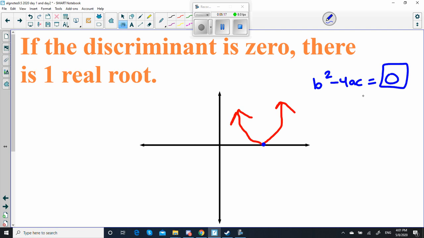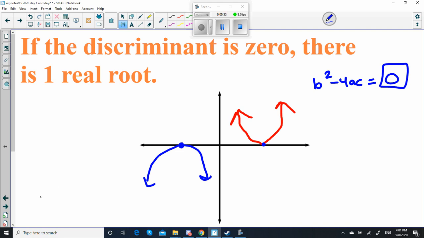The vertex is the only point that is on the x-axis. And it doesn't have to be going up. It could also be going down. Try to do that. There we go. Okay, but it's only got one point or one root if the discriminant is 0.